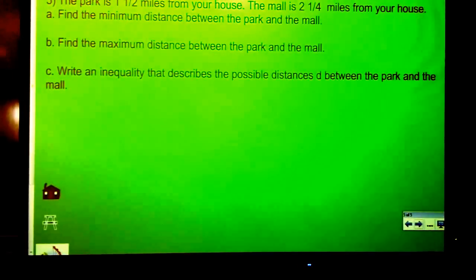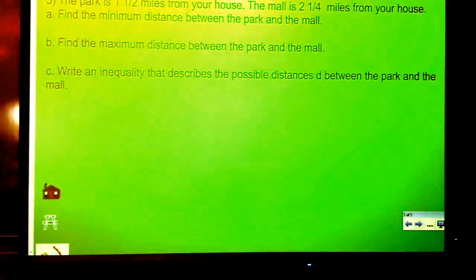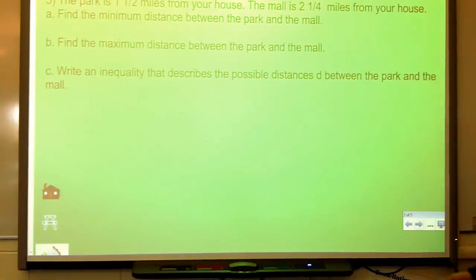This one's a bit different. We have the park is 1.5 miles from your house. The mall is 2.25 miles from your house. Find the minimum distance between the park and the mall. Find the maximum distance between the park and the mall. And then we're going to write an inequality. So let's take a look at this.